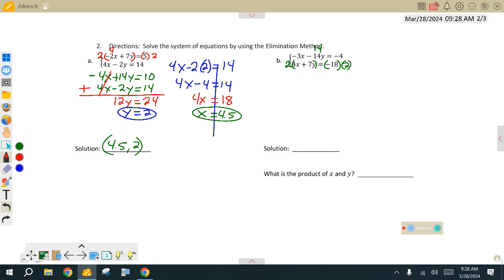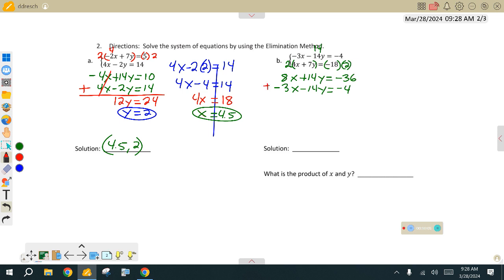Let's take that bottom equation and multiply. What do we got? 8x plus 14y. And again, this is maybe where you use your calculator, to watch your arithmetic. Negative 36. Take that top equation, bring it on down. Okay, we are good to go.